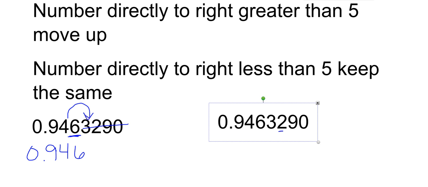Now, if I want to round this number right here, again, I look to the right. It's a 9. So that means I have to bump this number up. So I'm going to have 0.94633. The rest of them go away.